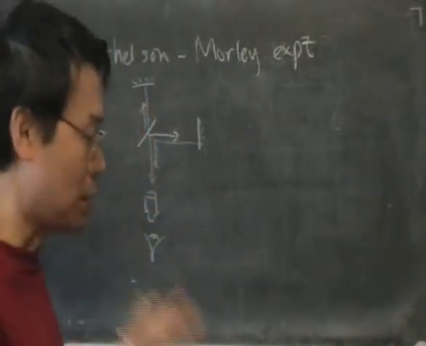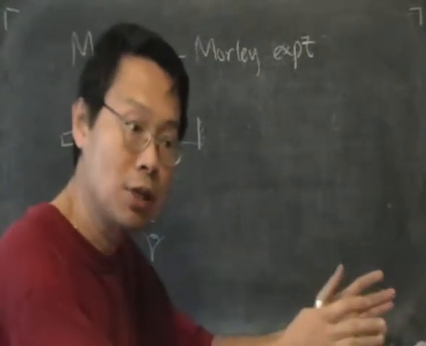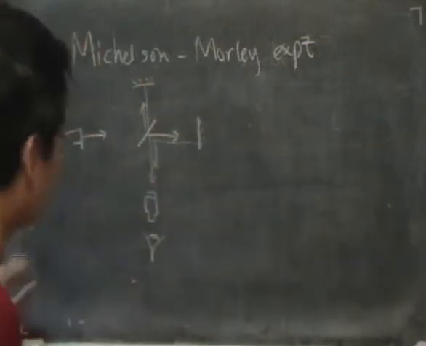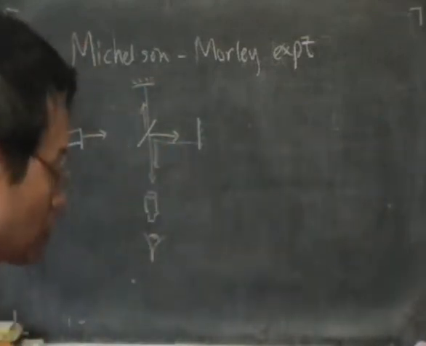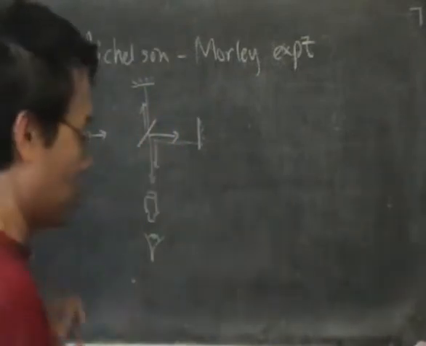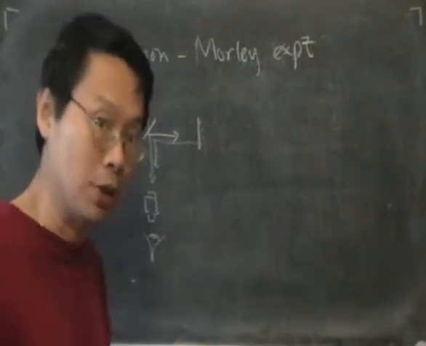Now, this experiment would be able to give us an idea of which direction the Earth is moving in space relative to this laboratory. Now, what was very surprising was that after this experiment was carried out, it was found that the fringe patterns did not shift at all.